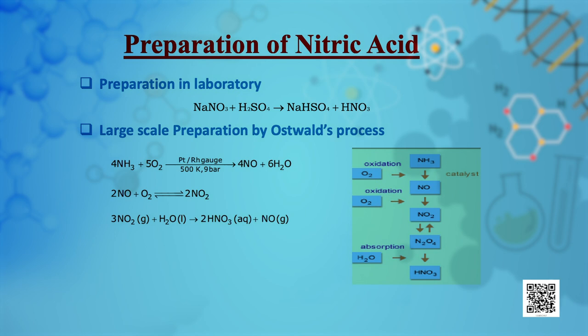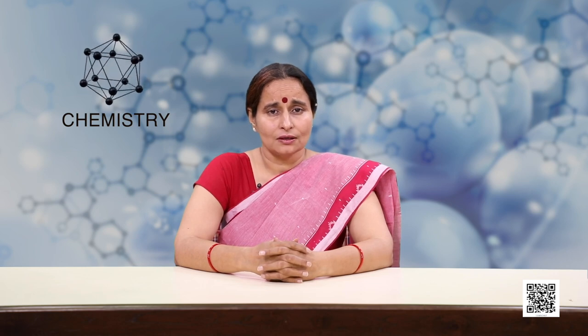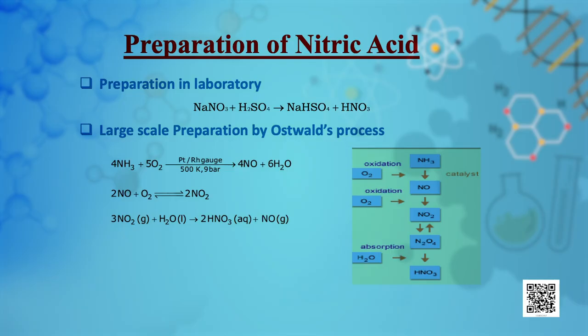On a large scale, it is prepared mainly by Ostwald's process. This method is based upon catalytic oxidation of ammonia by atmospheric oxygen. Nitric oxide thus formed combines with oxygen giving nitrogen dioxide. Nitrogen dioxide so formed dissolves in water to give nitric acid.